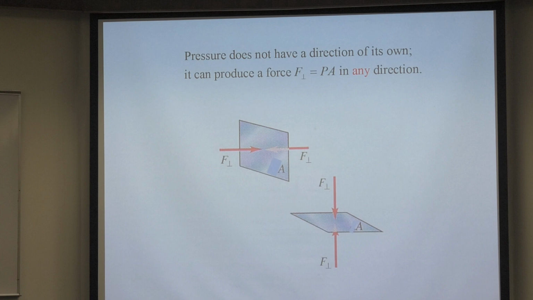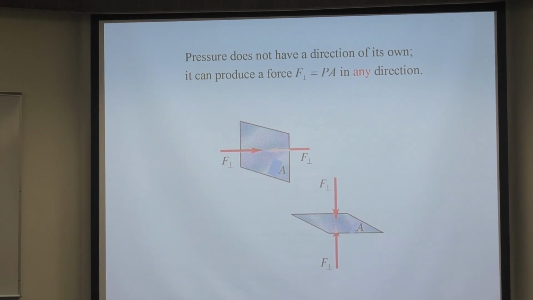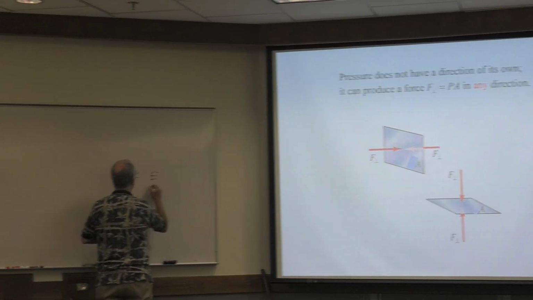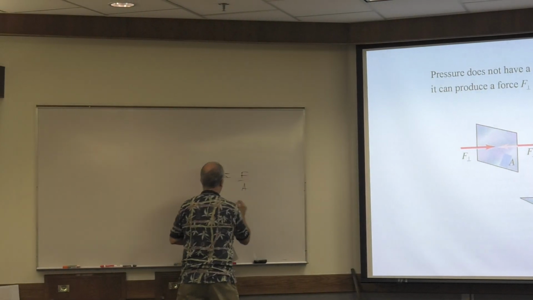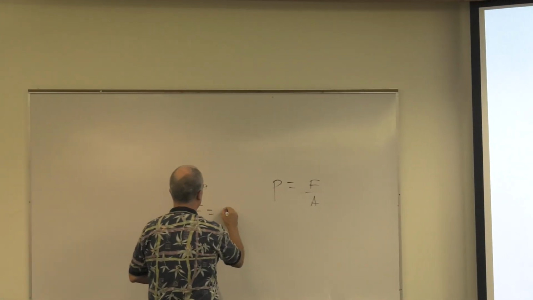Oh yeah, okay, I'm just repeating myself. Pressure does not have a direction of its own. It can produce a force, F perp, which equals PA, right? Look, pressure is force over area. So therefore, force equals pressure times area. Okay.